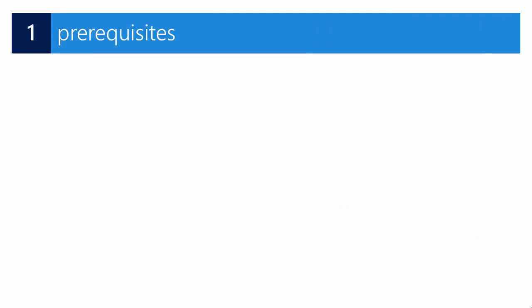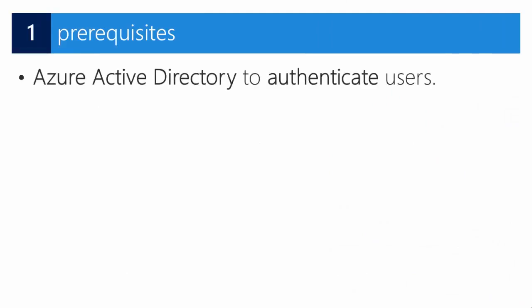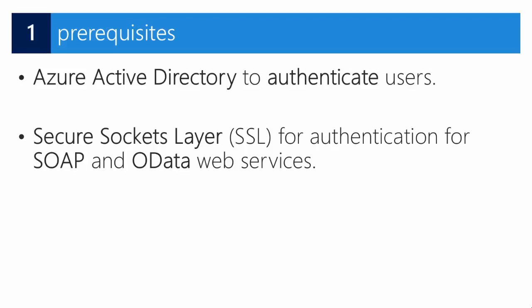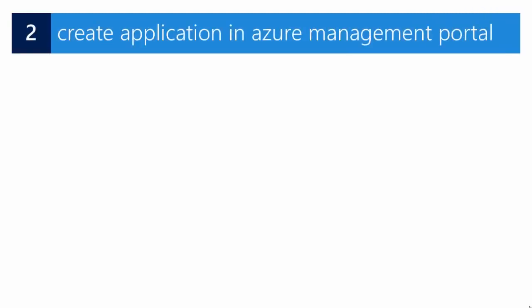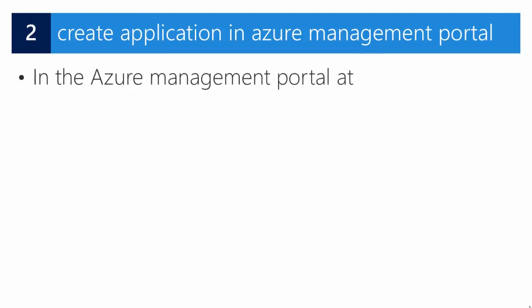So in the first step, we need to make sure that our deployment meets the following prerequisites. You need to use Azure Active Directory to authenticate users. We need SSL, or Secure Sockets Layer, for authentication for SOAP and OData web services. And if your deployment is multi-tenant, the Dynamics NAV web client must accept host names for tenants. When we meet all of the requirements, you are ready to create an application in the Azure Management Portal.